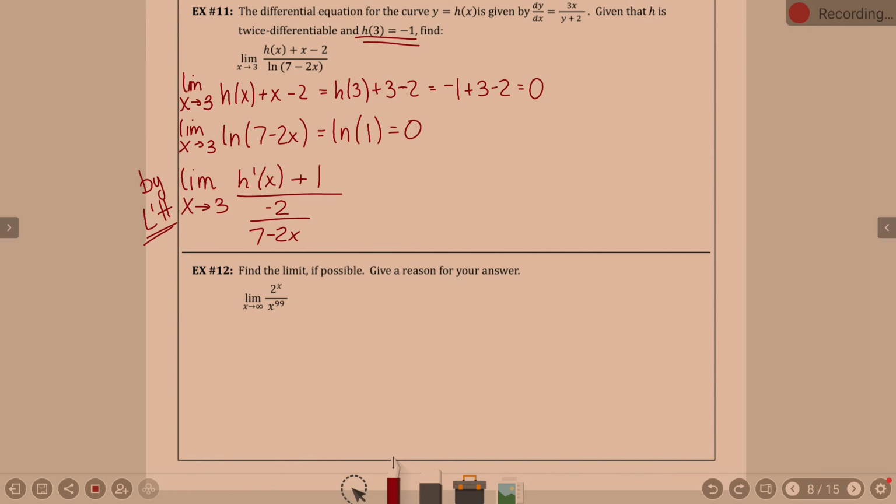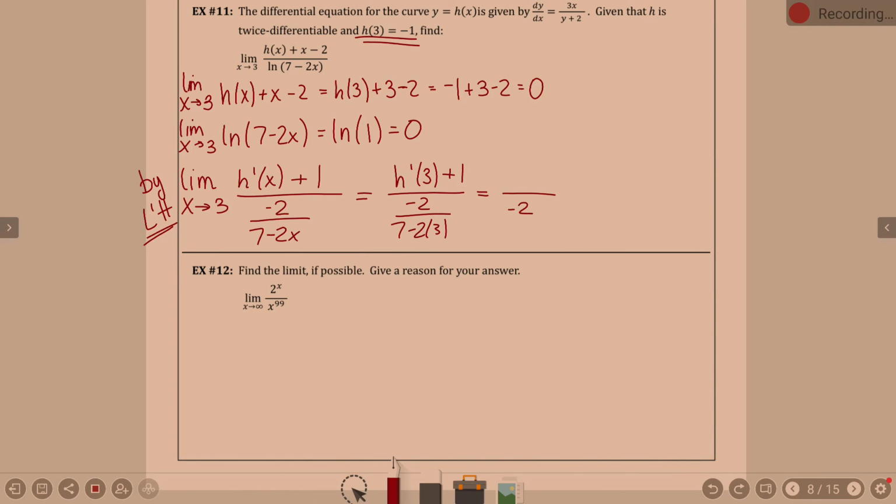Okay, plug in h prime of 3 plus 1. We'll figure out h prime of 3 here in a moment. Negative 2 over 7 minus 2 times 3. Now, could you have rearranged this to get rid of the fraction out of the denominator and that kind of stuff? You can. But if we're just working with the numbers, you can just keep working. My denominator turns out to just be negative 2, doesn't it? 7 minus 6, yeah, that's just negative 2.